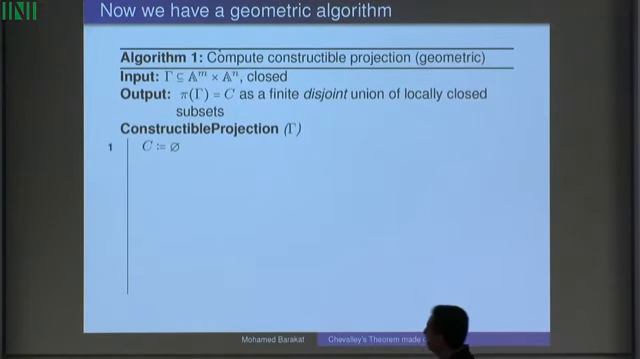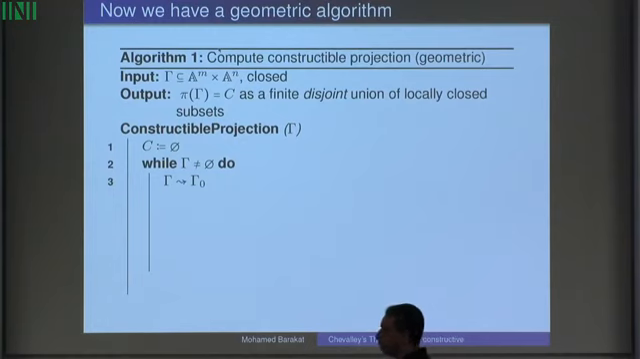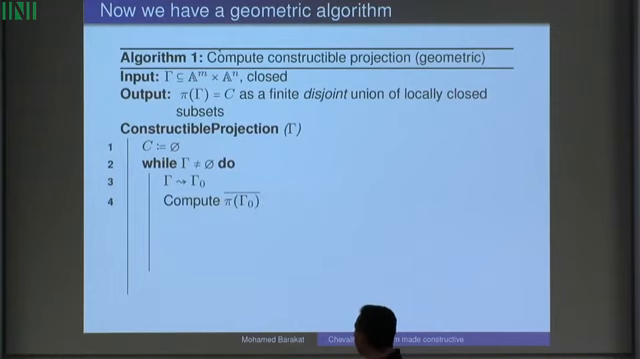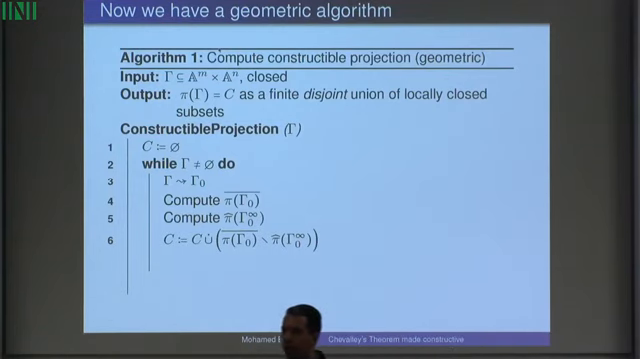So here's the algorithm. You start by initializing C to be empty. And while gamma is not empty, do the following. Pass from gamma to gamma 0 to avoid the cylinder over the hyperbola. Compute the closure of the projection of gamma 0. This is done by elimination. This is the biggest bottleneck of the algorithm. And then compute the relative boundary hull, which has this funny name, pi hat of gamma 0 infinity, as you could have guessed, maybe. And now you add to C this locally closed set, closed minus closed.